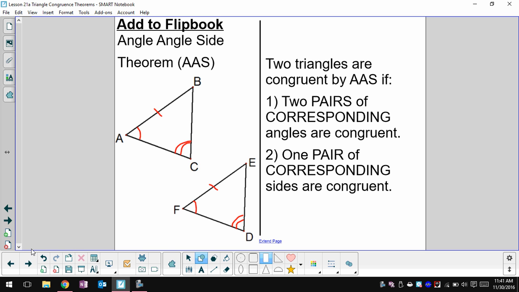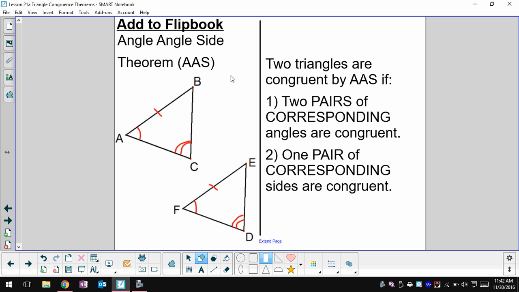So make sure you add this to your flip book, the angle-angle-side theorem. Remember, a theorem is something that somewhere along the way somebody proved or showed to be true all the time. So if you look at these two triangles, I have angle A and angle F congruent. I have angle C and angle D congruent. And then I have side AB and side FE congruent.